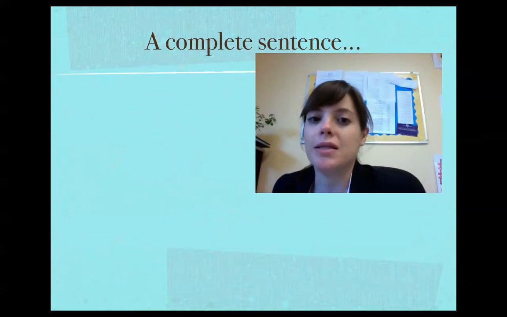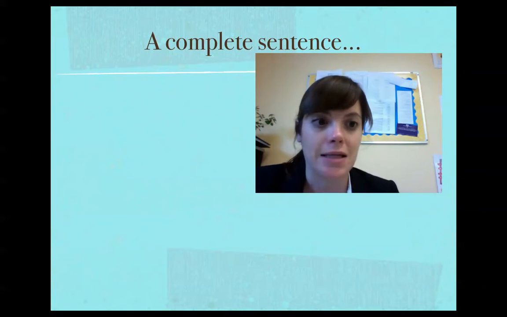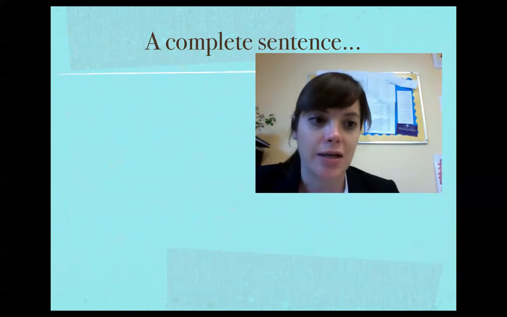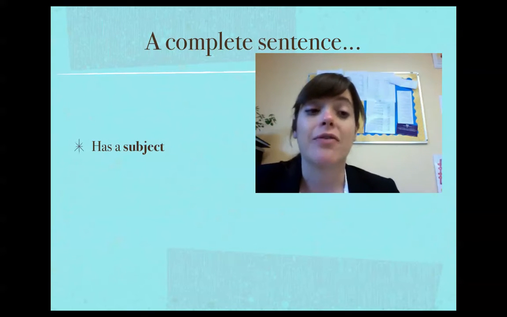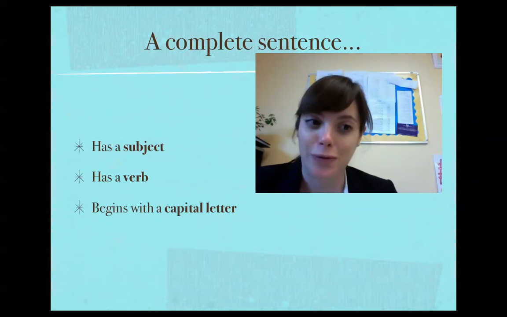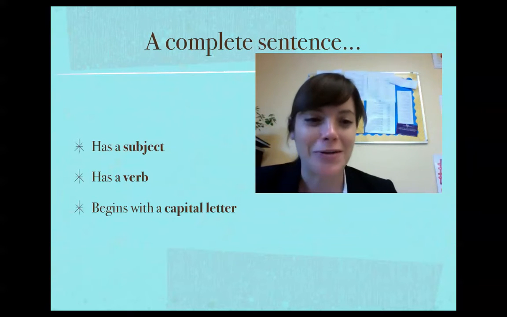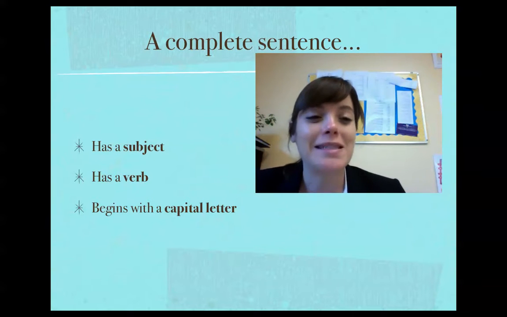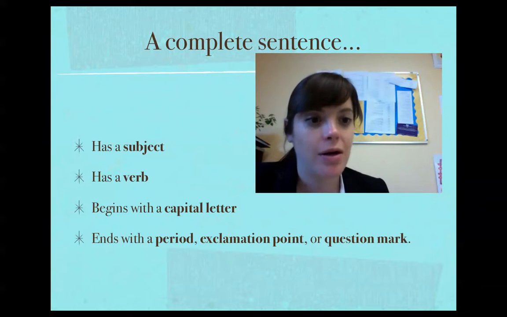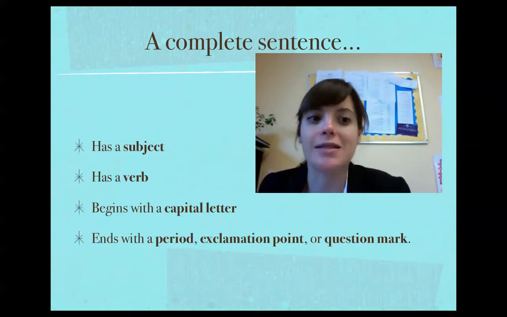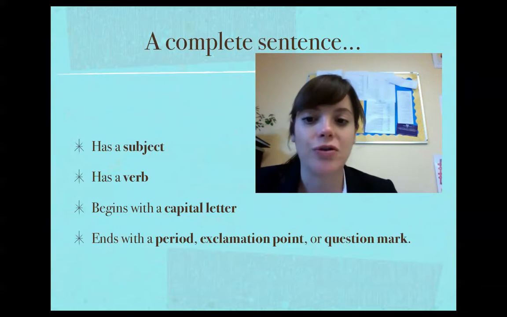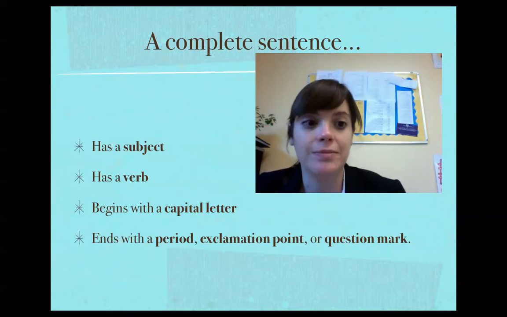Alright, so let's start with what a complete sentence is. These are the basics. So a complete sentence, first of all, must have a subject. Okay, it must have a verb. It must begin with a capital letter, which hopefully we all know, though I still see some of y'all not doing that. And it must end with a period, exclamation point, or question mark. Those are what we call end punctuation because they end a sentence. So go ahead and make sure you've got all 4 of those blanks filled in.